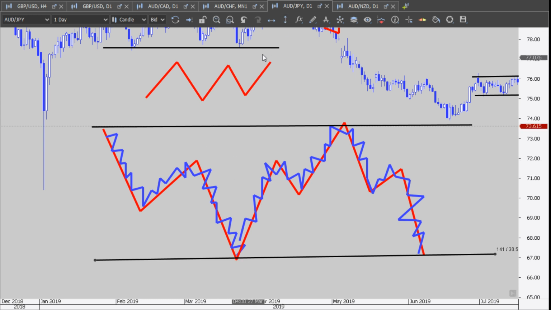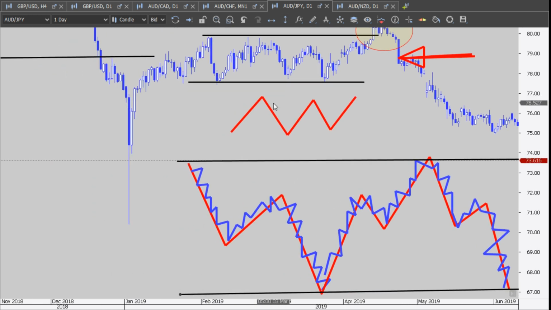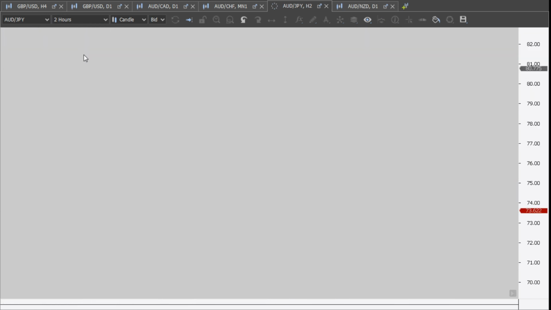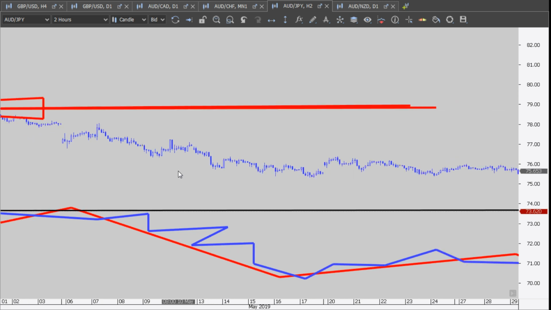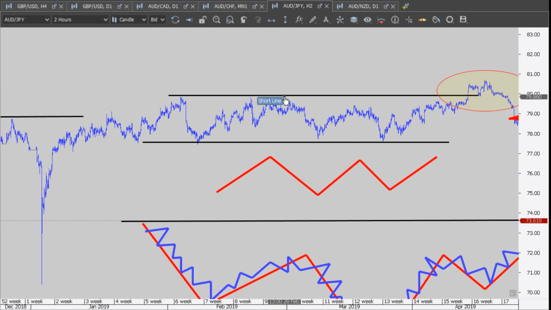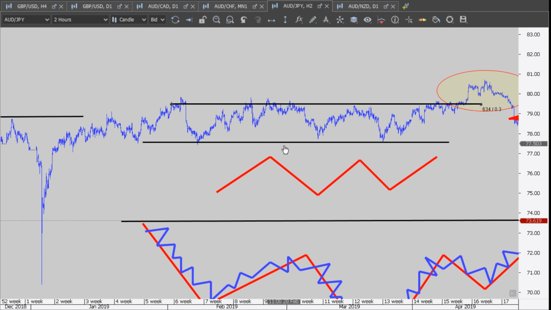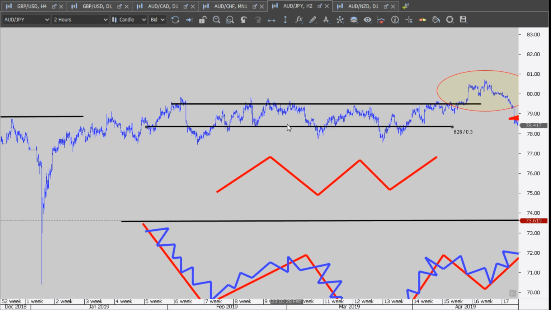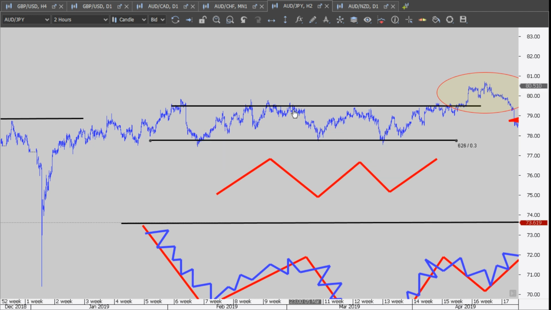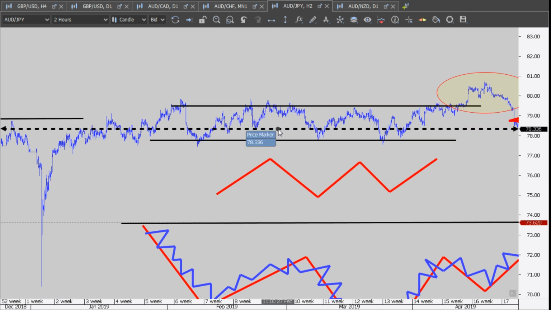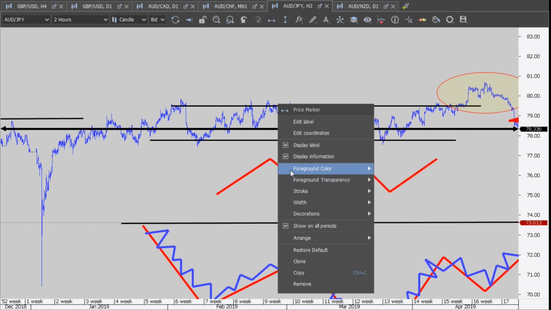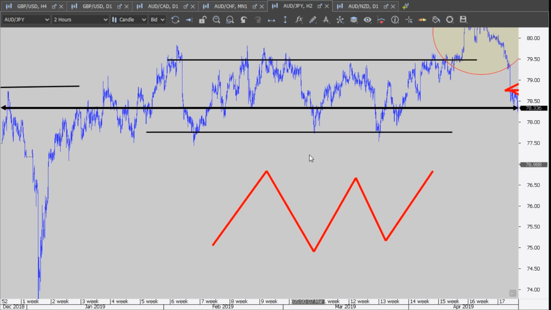And you go on AUDJPY, okay? And you go from the daily to the 2-hour chart. I don't know if I can compress the chart, right? Okay. You have smaller structure, right? You have bigger structure. There you go. One more. Where is it? There you go.